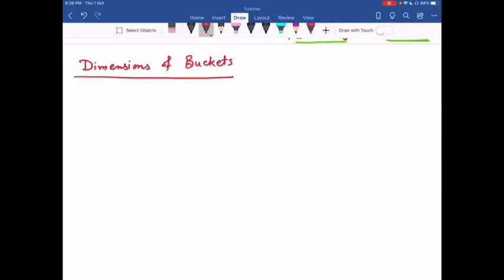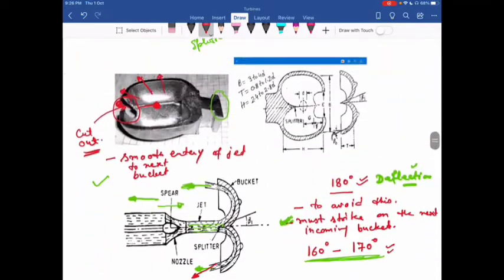Dimensions of the buckets. To see the dimensions of the buckets, you have a three-dimensional diagram here. Now, if you draw its two views, the top view is over here, and this is the side view. Now you can see these two views.